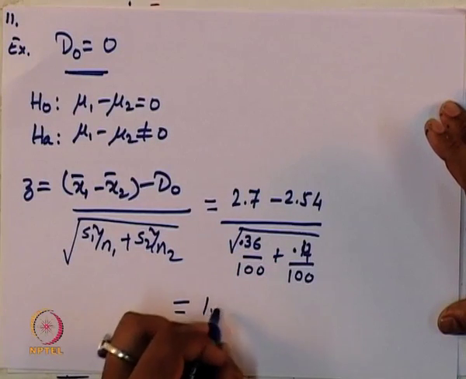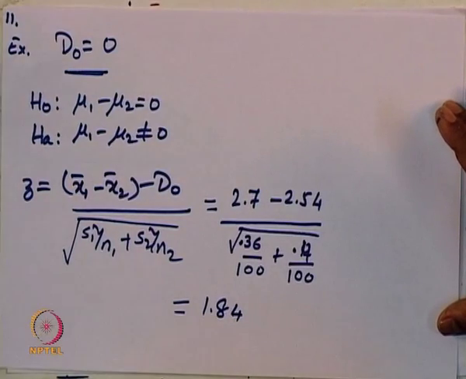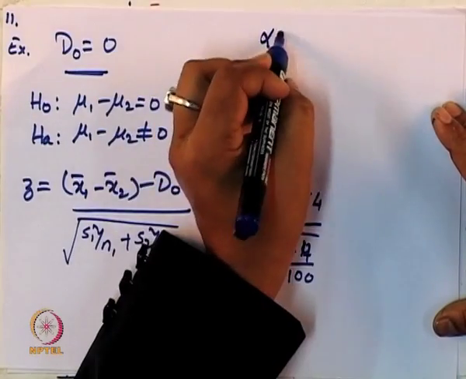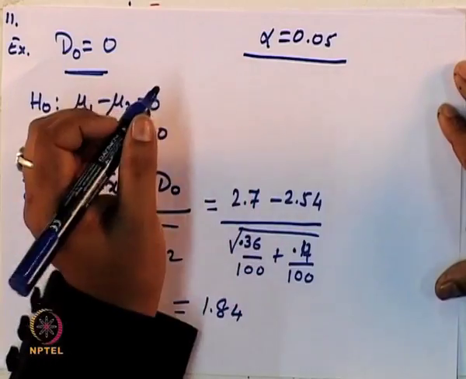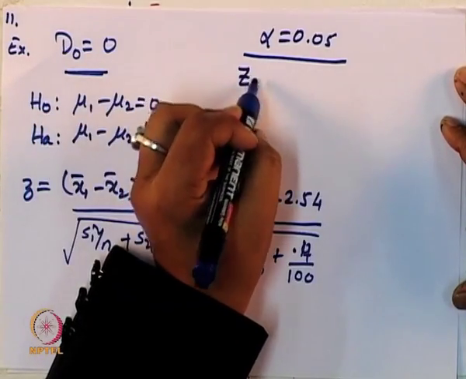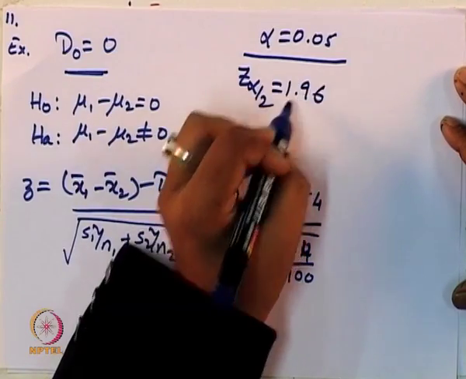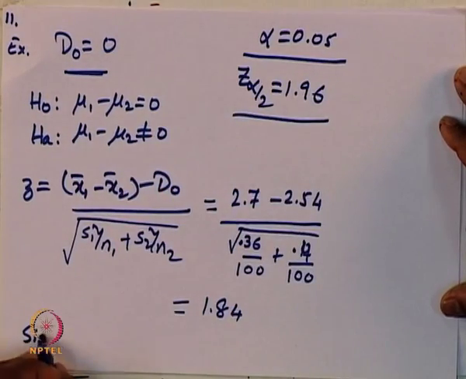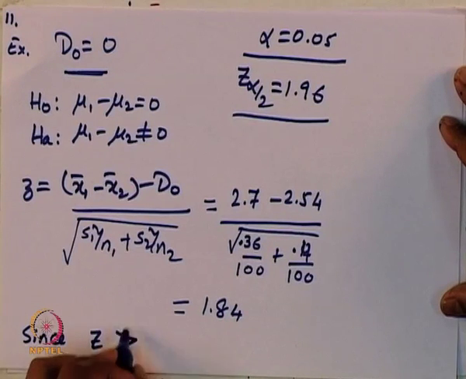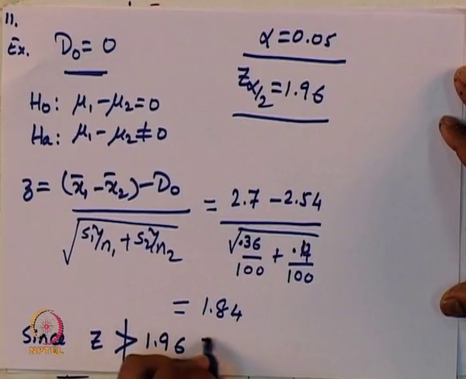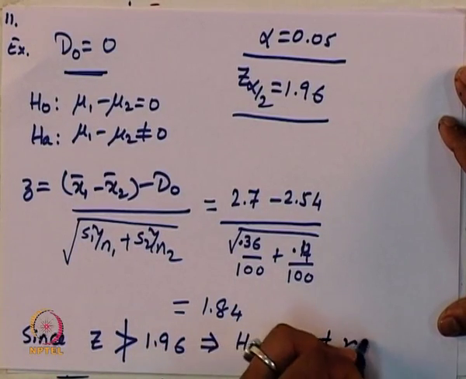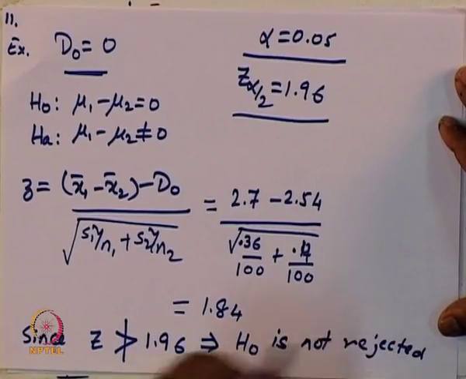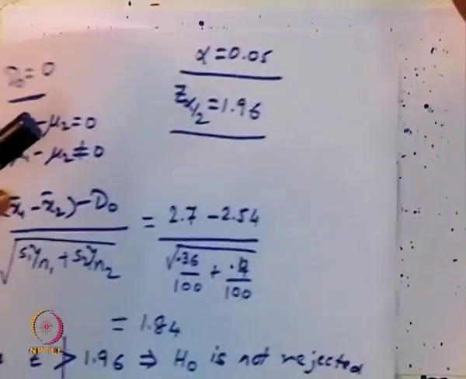And you get a value for the test statistic as 1.84. So how will you know whether this is significant or not? Corresponding to alpha equal to 0.05, you are doing a two-tail test, so z of alpha by 2 is 1.96. Since z is not greater than 1.96, I will say H naught is not rejected. And this is also clear by computing the p value.